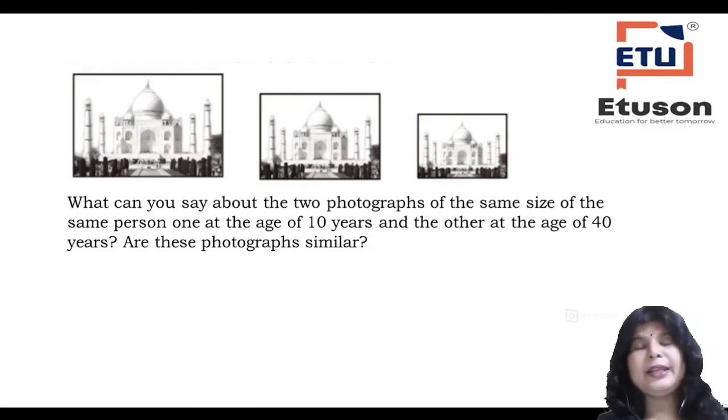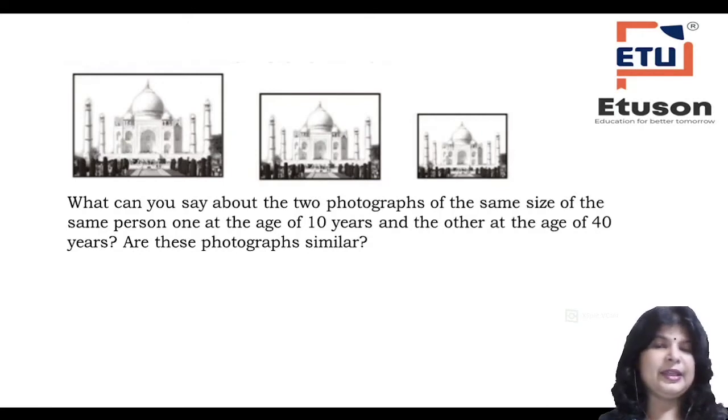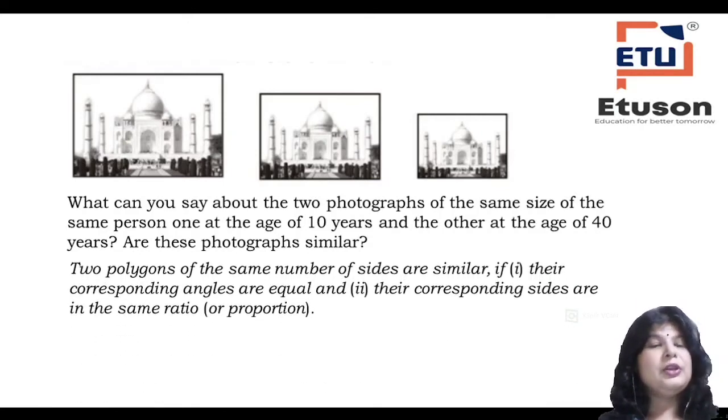So you cannot tell confidently that they are similar, correct or not? Two polygons of the same number of sides are similar if their corresponding angles are equal and their corresponding sides are in the same ratio. So these are the certain conditions which need to be satisfied to have similarity between two figures.